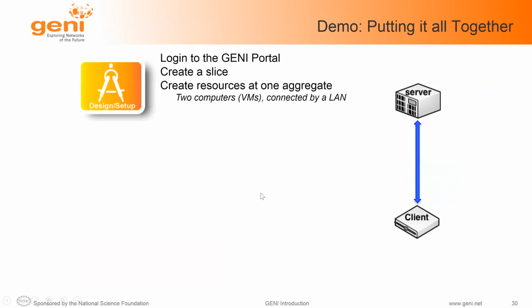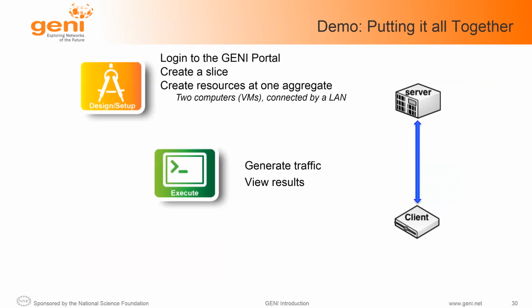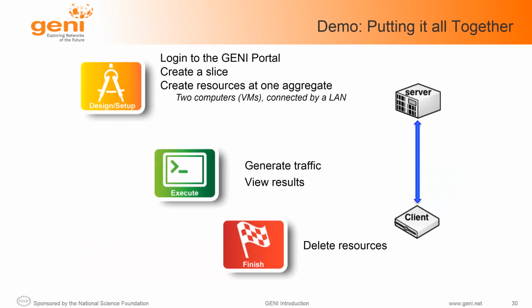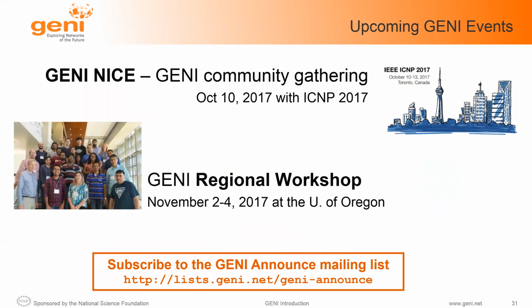So we create a slice, and you can have a slice as simple as this client server or as complicated as you wish. And then you create resources at one aggregate. So we're going to keep it very simple for today. And then we'll generate some mild traffic using ping and iperf that everybody is probably familiar with. And then we'll show you how to delete the resources.